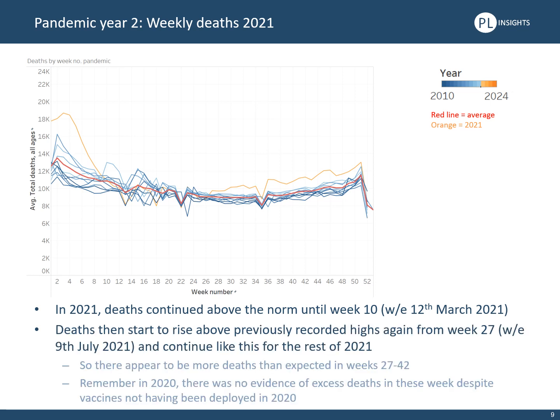What we can then see though is that from around week 27, the orange line seems to come significantly above the other lines, which, if you remember, are all tightly packed around the average. And that carries on for the rest of the year. So no excess deaths occurring in this middle period in 2020, but very much different in 2021, despite the vaccine rollout as detailed on the previous slide.